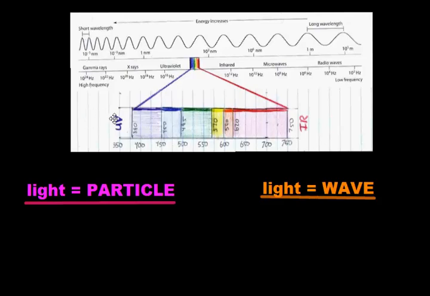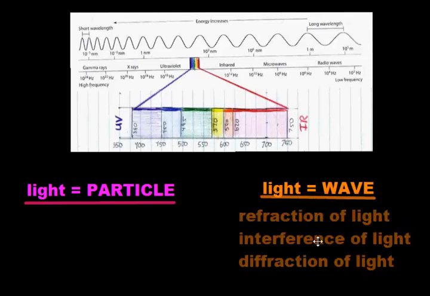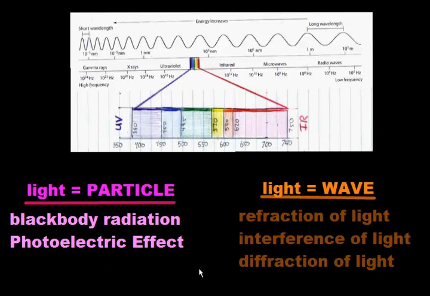So here's the electromagnetic spectrum, and the visible light spectrum inside there. And we sort of have these two competing and coexisting views of light. Earlier we talked about light being a wave, and we saw various pieces of evidence that light behaves like a wave, such as the fact that light refracts, light exhibits interference, and light also undergoes diffraction.